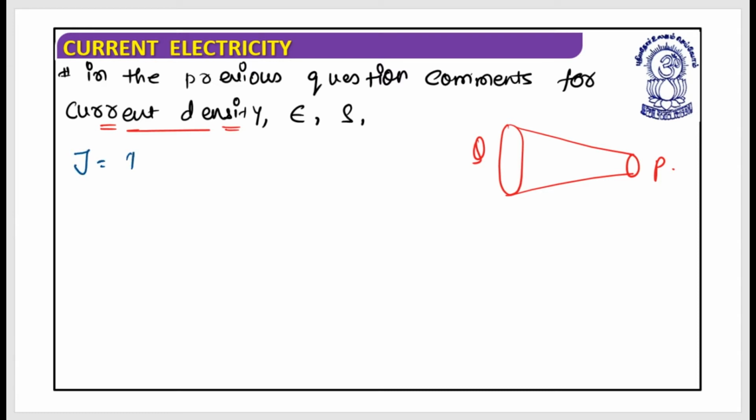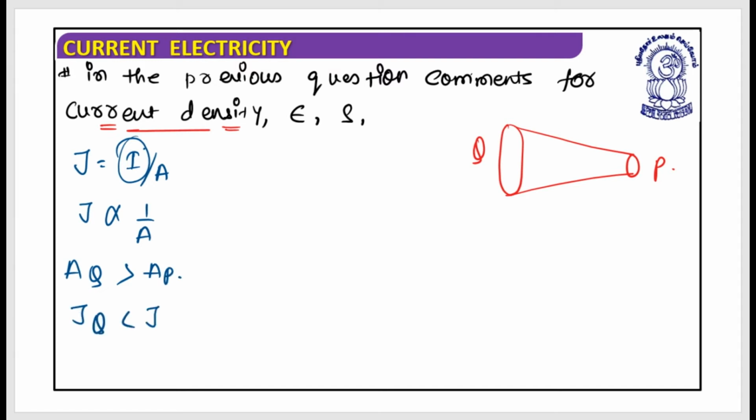Current density could be written as J equals I by A. As I have been provided that current will remain the same, that means J is inversely proportional to A. So as I understand, A of Q is greater than A of P. That means J of Q is less than J of P. Did it? Great job.